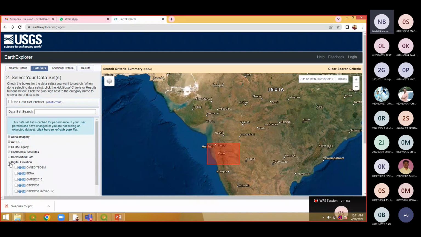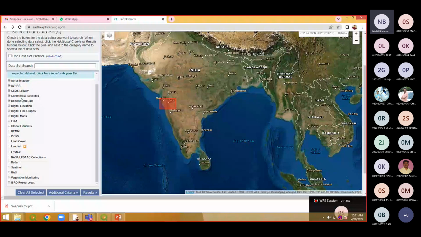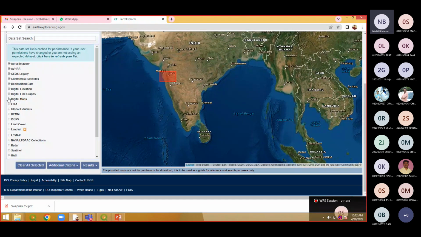So here you are able to see the various kinds of remotely sensed data which are available, like aerial imagery, the declassified area, digital elevation, digital maps, global visual, then land cover data sets, Landsat data, then we are having the radar data, ISRO Resourcesat data. Various kinds of data sets are available.